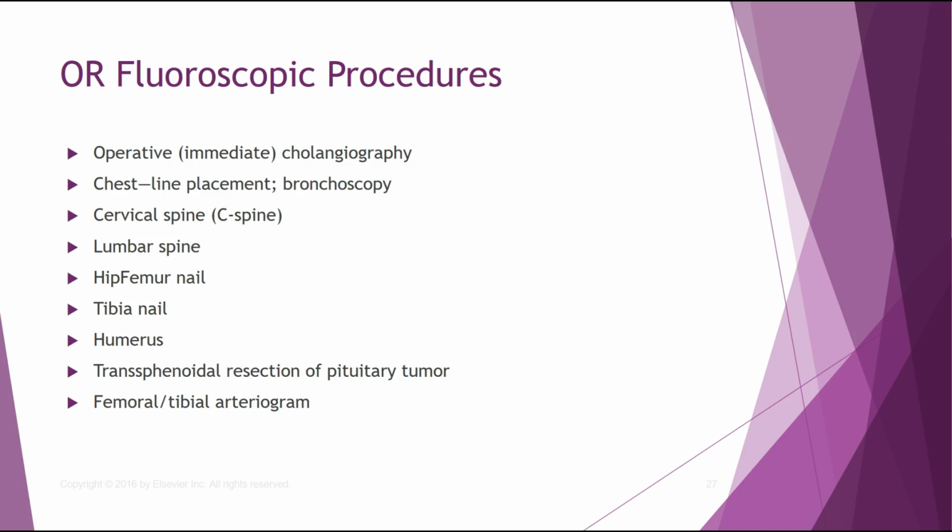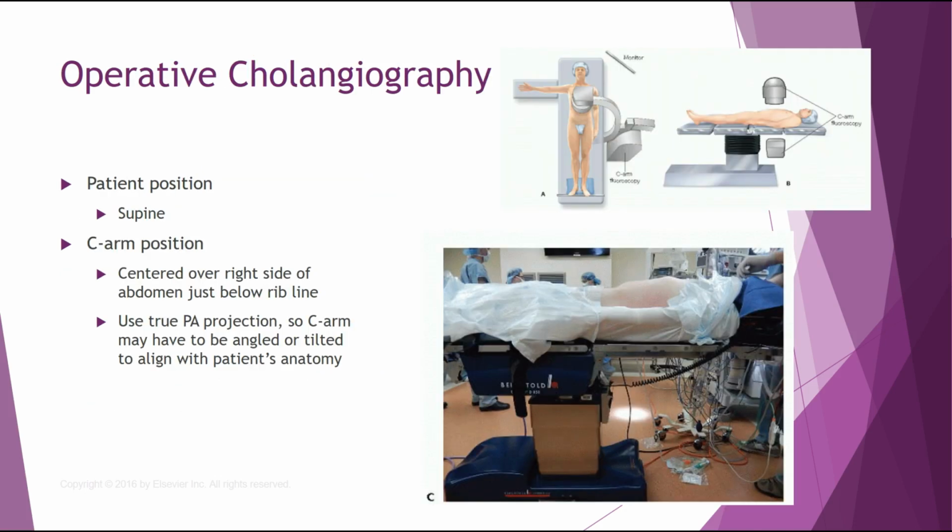You also might see brain surgery, not so sure, and femoral tibial arteriograms. Okay, so for the operative cholangiogram, the patient is usually placed supine. You can see the illustration on the top of the page there. The C-arm is going to be centered above the right side of the abdomen because we're looking at the biliary tree for the liver.